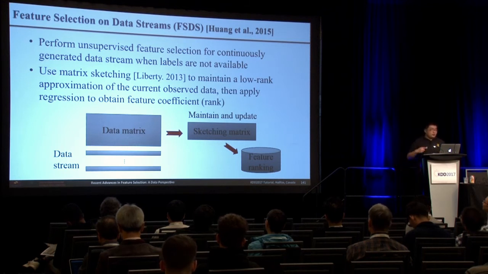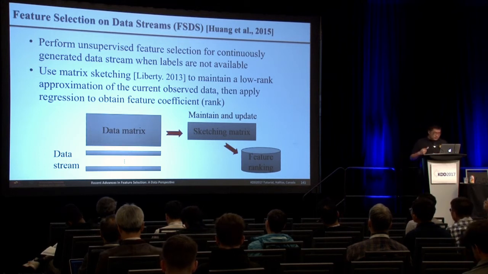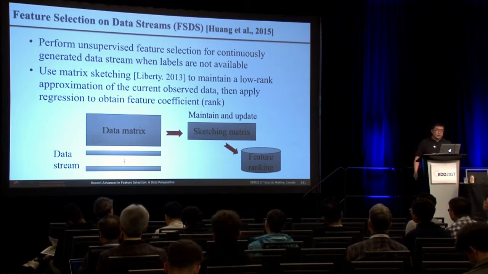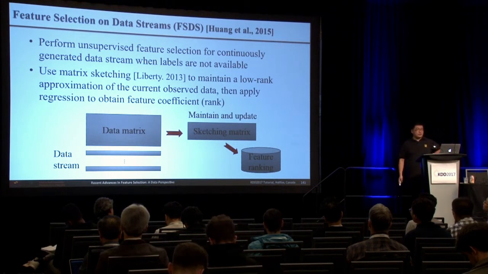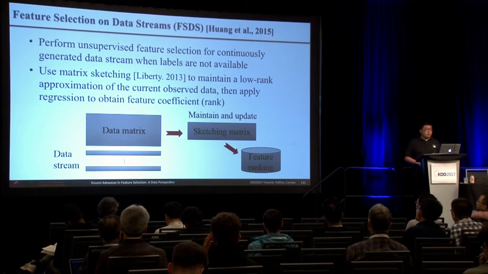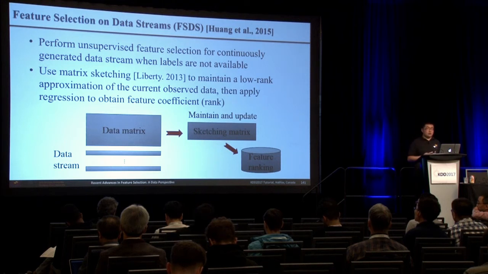At the last, I will talk about how to perform feature selection on the data stream in an unsupervised scenario. This case is more general, as label information is in most cases difficult to collect. The basic idea of this approach is that they make use of a state-of-the-art technique called matrix sketching to maintain a low-rank matrix to approximate the currently observed data. Then, based on the sketching matrix, they can apply some regression to obtain the scores of each feature, and after that do some ranking.